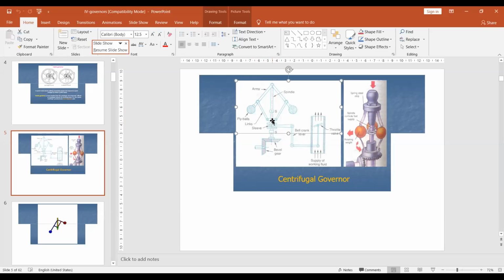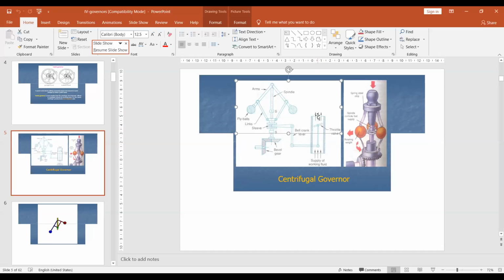When the sleeve moves upward, it is already connected with the bell crank lever. The bell crank lever will also make the throttle valve close. That means the bell crank lever moves downward, and the throttle valve moves downward, so the throttle valve closes the fuel supply system.